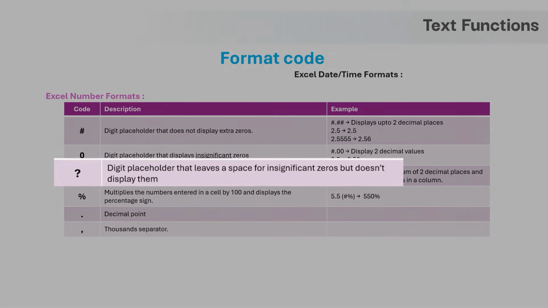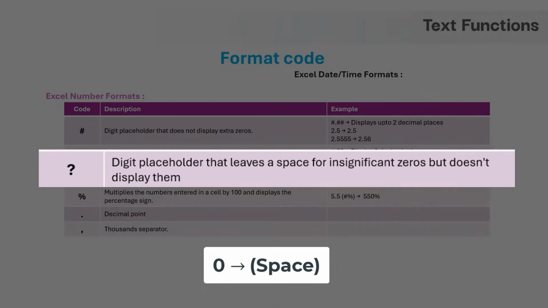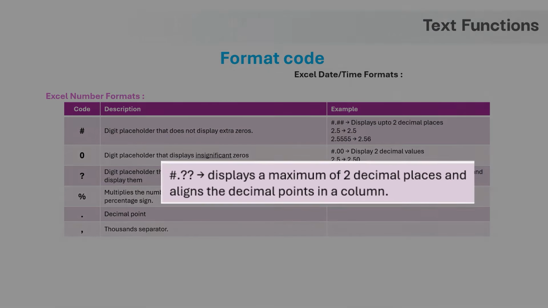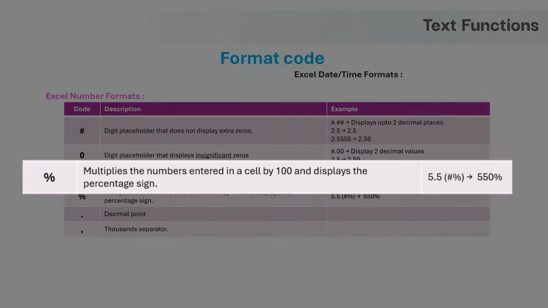The third character is question mark, and it is the digit placeholder that leaves a space for insignificant zeros. The only difference between 0 and question mark is that 0 will add insignificant zeros, while question mark will replace them with a blank space. If you provide the format code as hash.??, it displays a maximum of 2 decimal places, and it is basically used to align the decimal points in the entire column. The next is the percentage character.